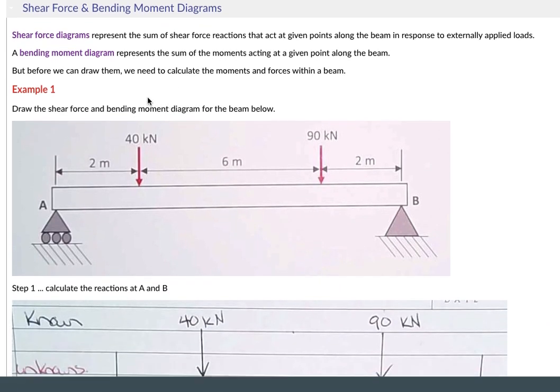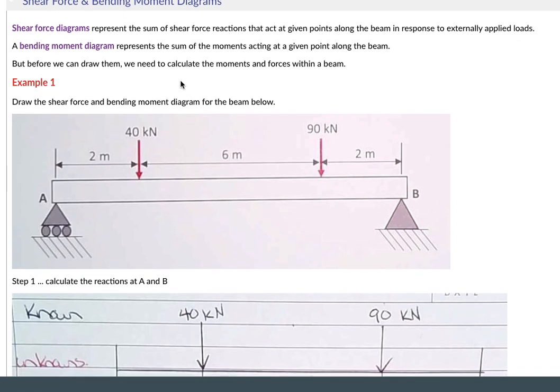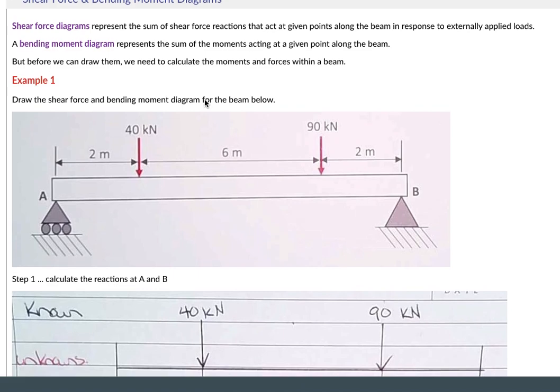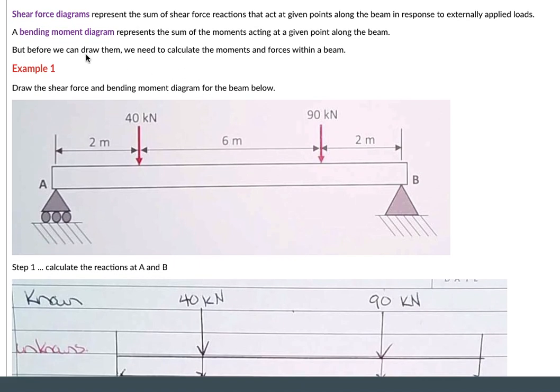Okay. So the shear force diagram represents the sum of shear force reactions at a given point along a beam, and the bending moment represents the sum of the moments acting at a given point along the beam. Okay, so basically we're just having a look at how the material is working, or actually how the beam is working when it comes down to it.